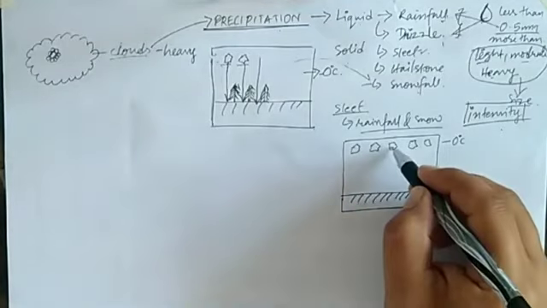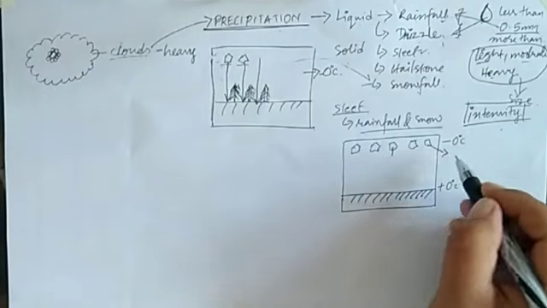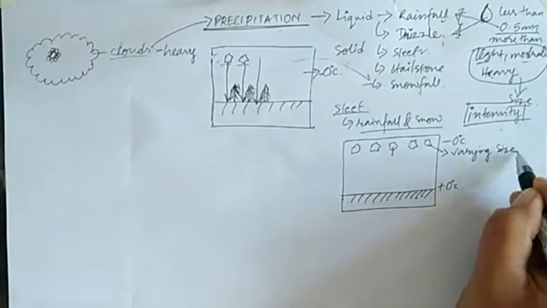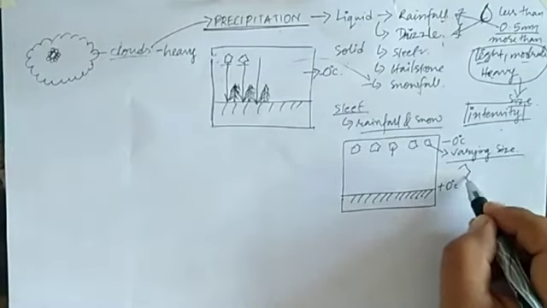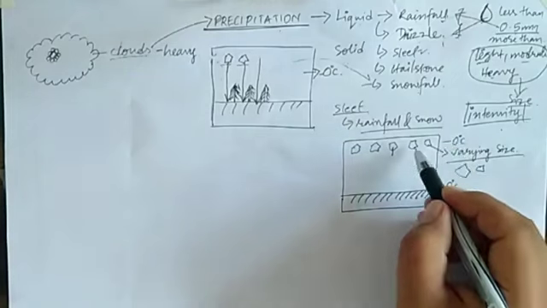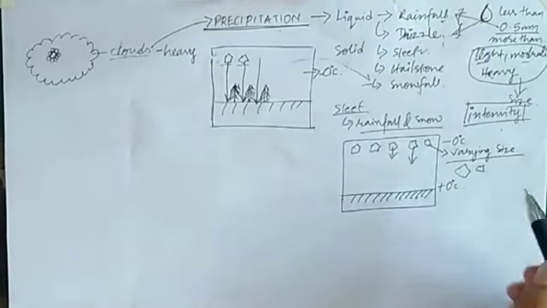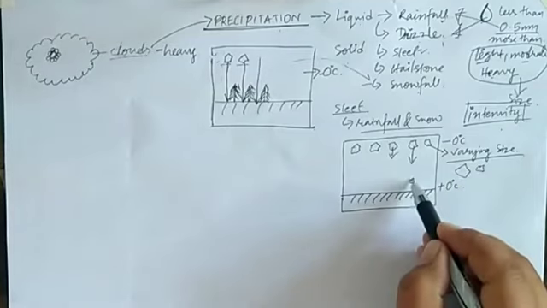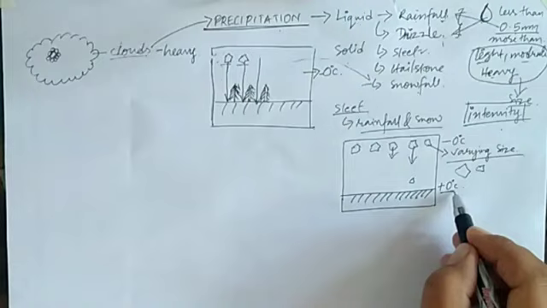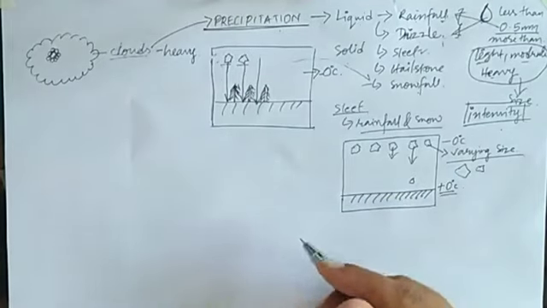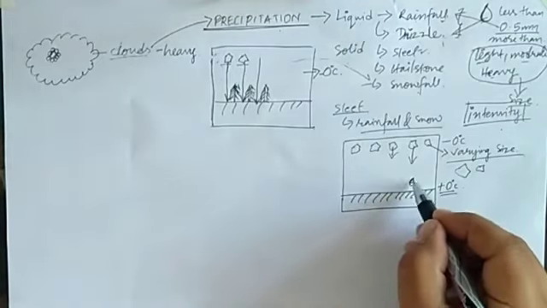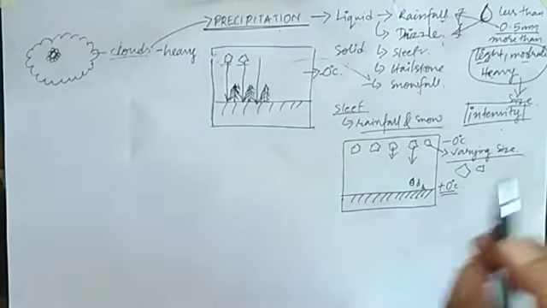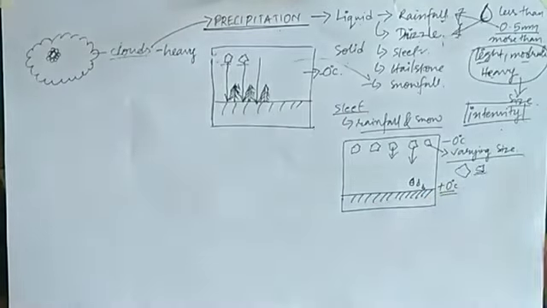Now those ice crystals will form in varying sizes, isn't it? Some will be bigger, some will be smaller. So when they fall down to the earth's surface, the smaller ice crystals will melt when they reach the earth's surface, because the ground surface temperature is more than the freezing point. Finally, when they reach the surface, they will convert into liquid due to the melting of the smaller ice crystals.